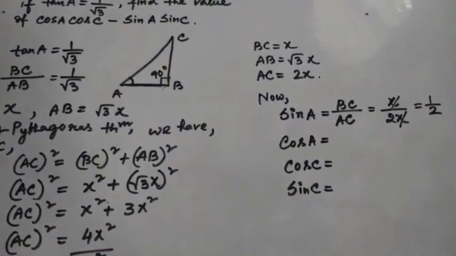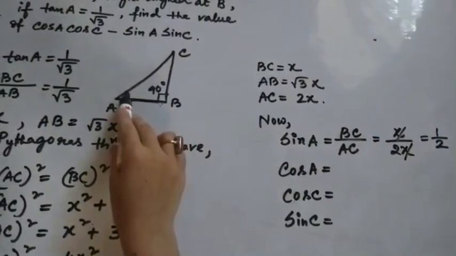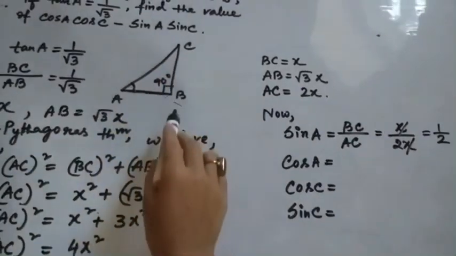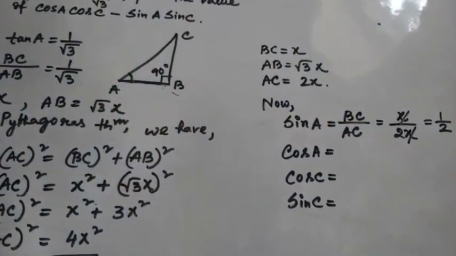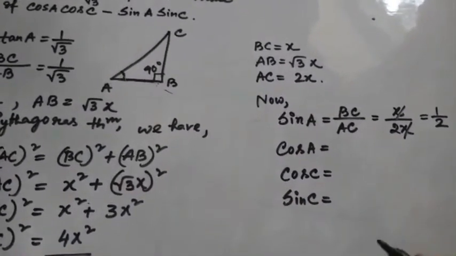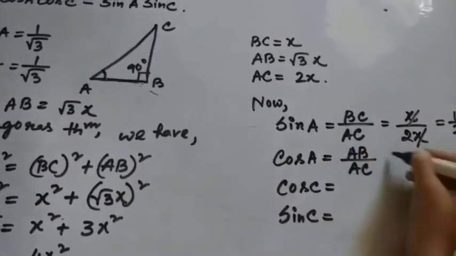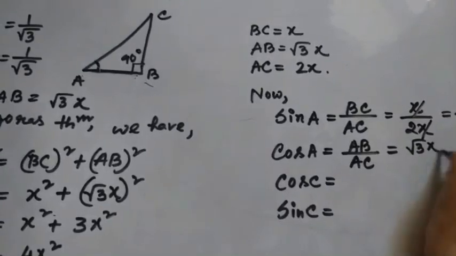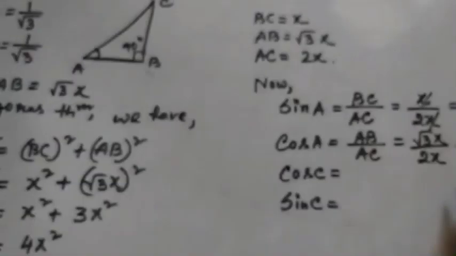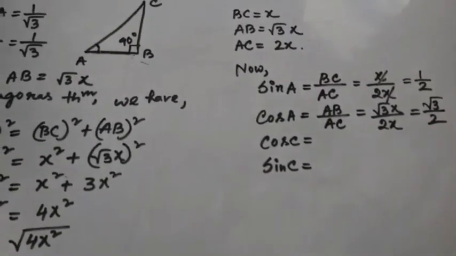Now next we have to find out the value of cos A. So again we need to see this angle A. According to angle A, this is base and this is perpendicular, means BC is the perpendicular and AB is the base. So now the formula of cos A will be base by hypotenuse, that means AB by AC. So the value of AB is root 3x divided by the value of AC is 2x. X will be omitted. After that root 3 by 2 will be the answer.